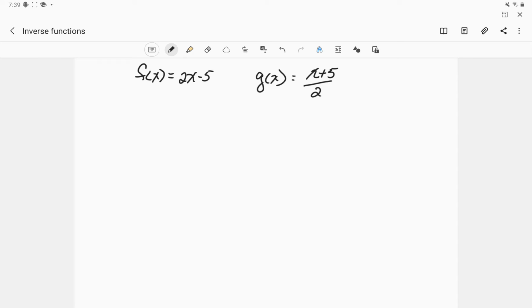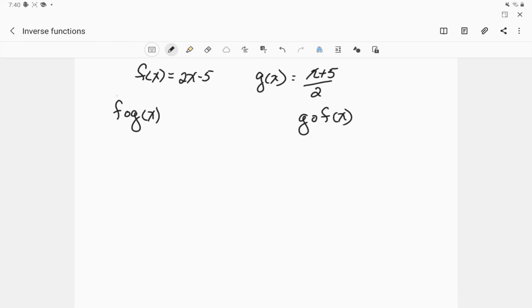To prove that two things are inverses of one another, you do composite functions. You do f of g of x, and then you reverse it and do g of f of x. If when you do both of these composite functions, you end up with an answer of x in both situations, then you can say, yes, these two are inverses of one another because I've proven it mathematically.